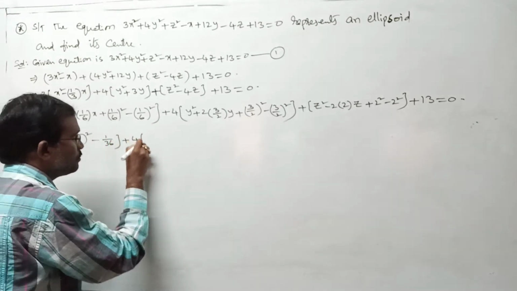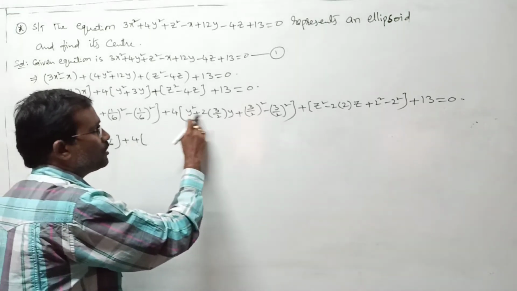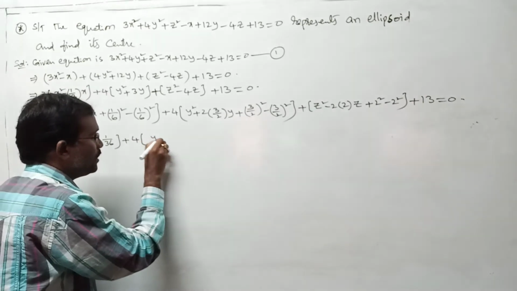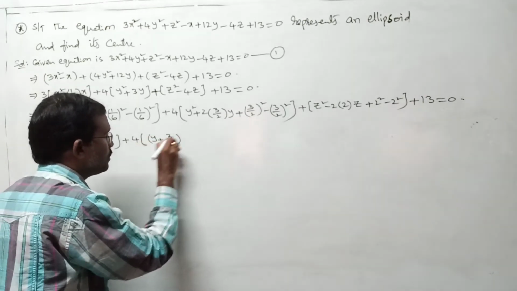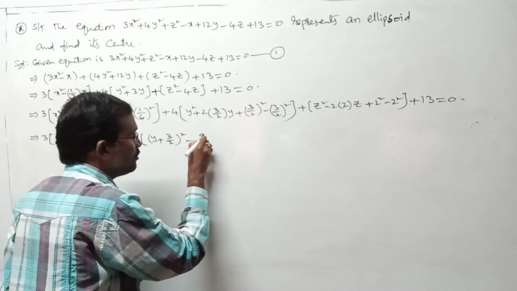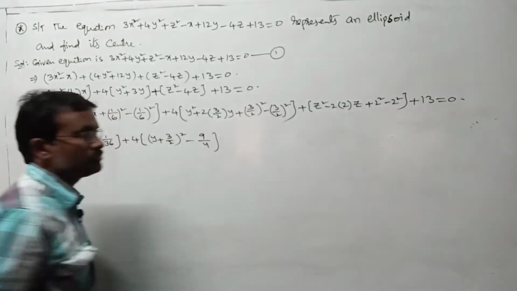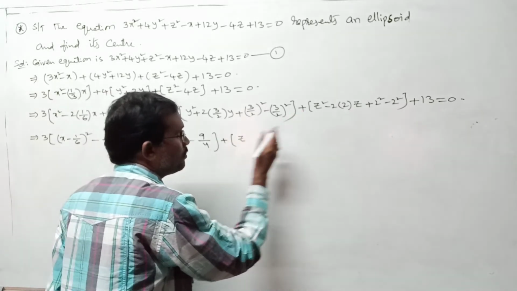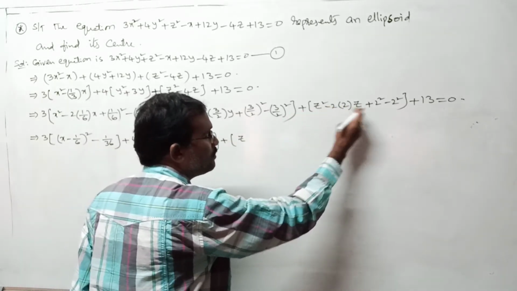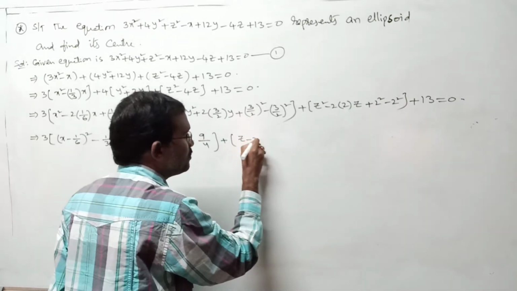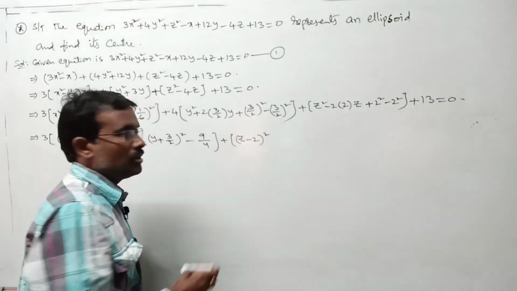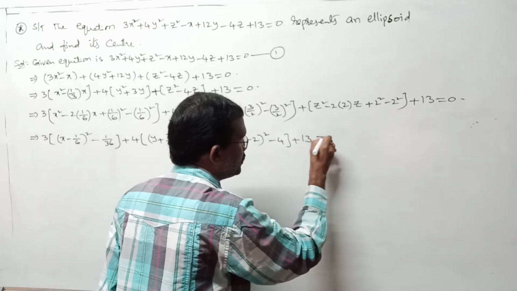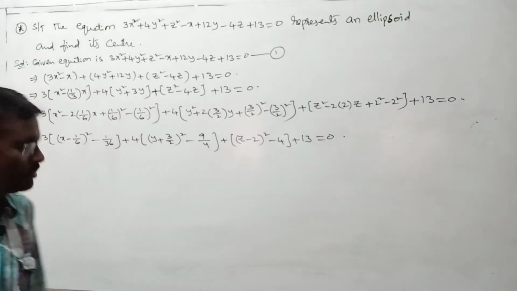Plus 4 into, here also go like this. A square plus 2ab plus b square. Up to here, a plus b whole square. Y plus 3 by 2 whole square minus 9 by 4. This 3 square by 2 square. Plus this what? A square minus 2ab plus b square. Up to here it is what? Z minus 2 whole square, right? Minus this 2 square is what? 4, plus 13 equal to 0. Any problem is there?